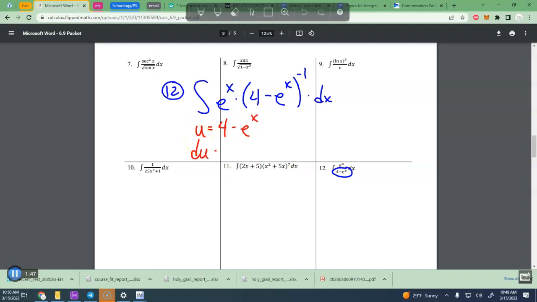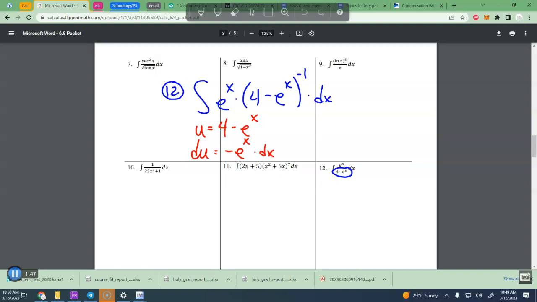Well, du is the derivative of that. So what's the derivative of 4? Nothing. And the derivative of negative e to the x would be negative e to the x, because the negative just drops. Derivative of e to the x is e to the x. There is a chain rule piece there, but the derivative of x is just 1, so we don't really have to worry about it. So this up here says e to the x times dx.